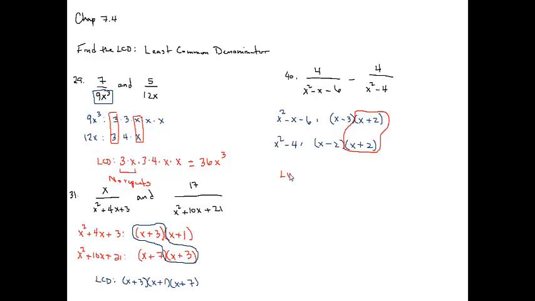So my LCD has x plus 2. Then you've got to write everything else that is left over. x minus 3, x minus 2. And these are your LCDs. So for chapter 7.4, all you've got to focus on is finding the LCD.